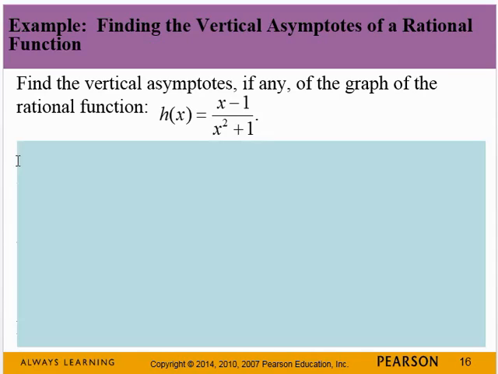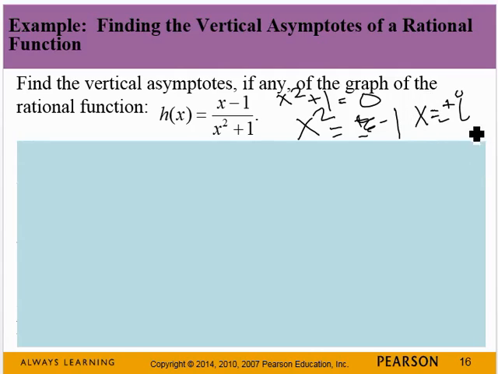So in this next one, it says find the vertical asymptotes, if any, of the graph of this rational function. As we went over last time, we had a similar problem to this. So we have x squared plus 1 equals 0. X squared equals negative 1, so x equals plus or minus i. This is not a real number, so remember, you would not have anything in the bottom that would equal 0. So in this case, you won't have any vertical asymptotes.